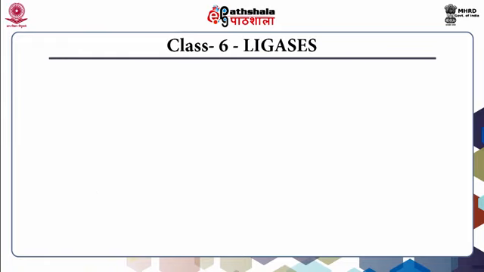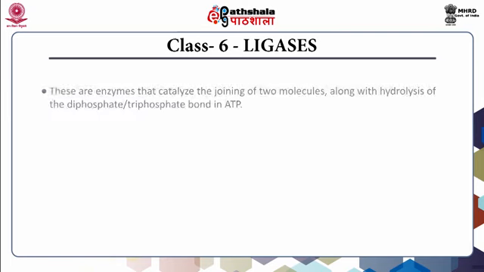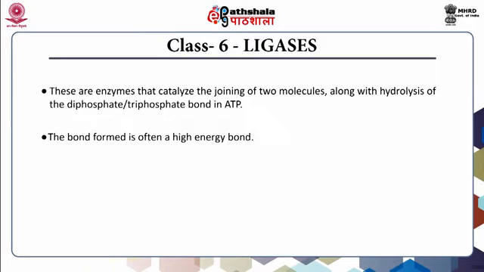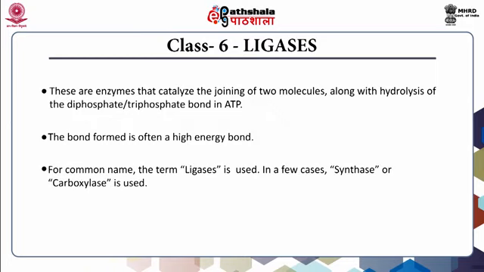The last class of enzymes are ligases. These are the enzymes that catalyze the joining of two molecules along with hydrolysis of the diphosphate-triphosphate bond in ATP. The bond formed is often a high energy bond. For the common name, the term ligase is used. In a few cases, synthase or carboxylase is used. An example of a ligase is hydroxycinnamate coenzyme A ligase.